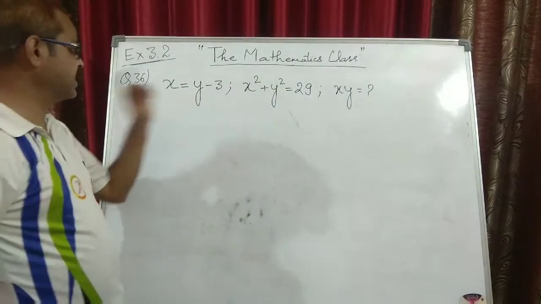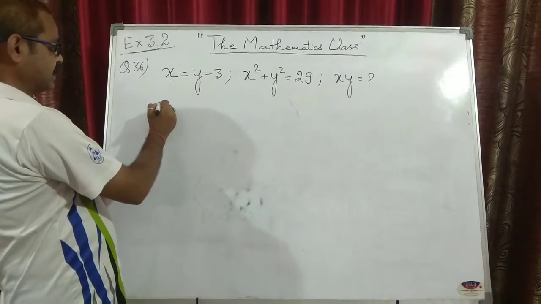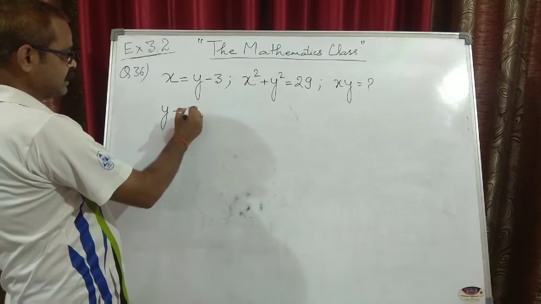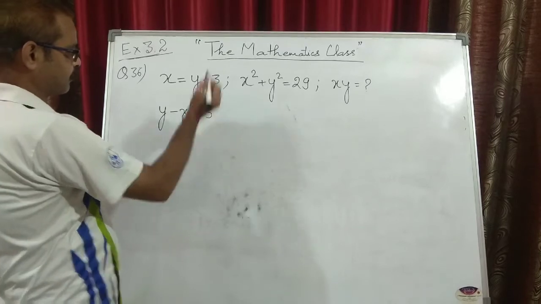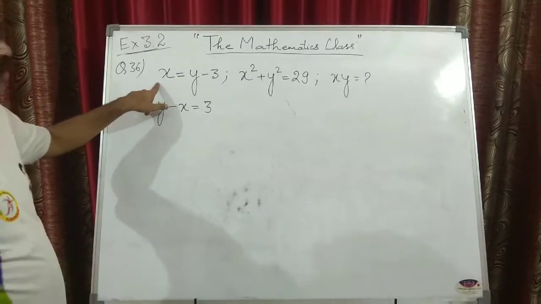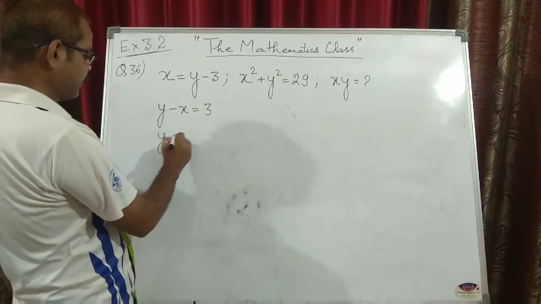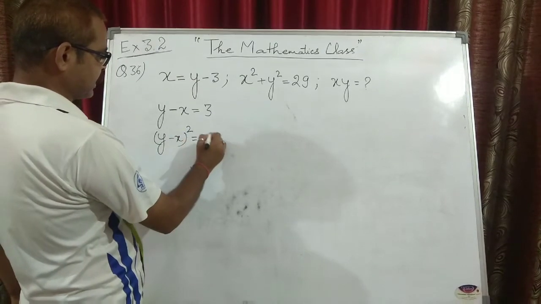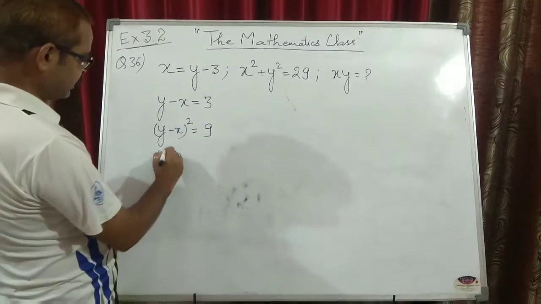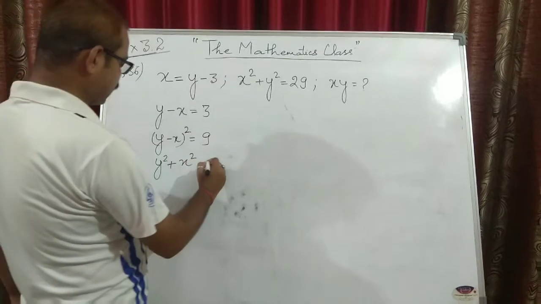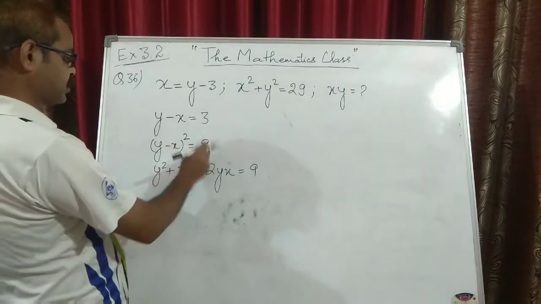First of all, from this we can say that if x moves to this side, y minus x is equal to 3. Minus 3 came to this side and became positive; x moved to that side and became negative. Now squaring both sides, y minus x whole square can be written as 3 square, which is 9. When you open it according to a minus b whole square, it is a square plus b square minus 2ab is equal to 9.